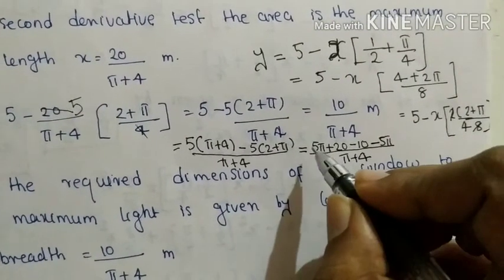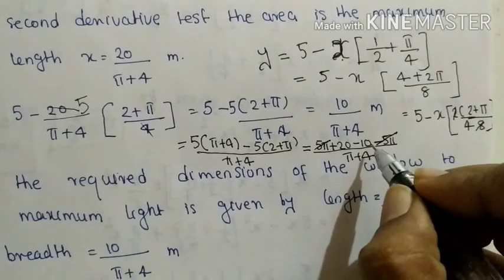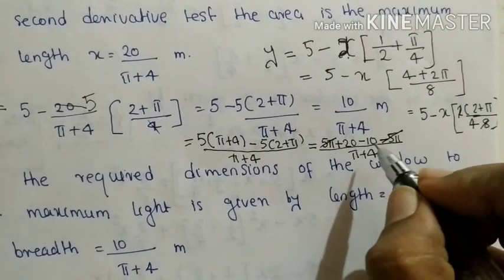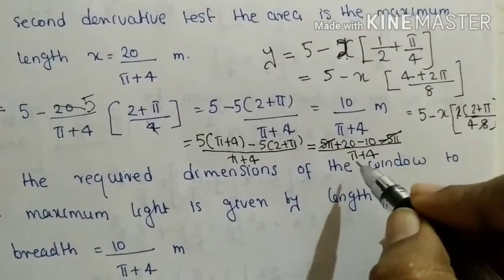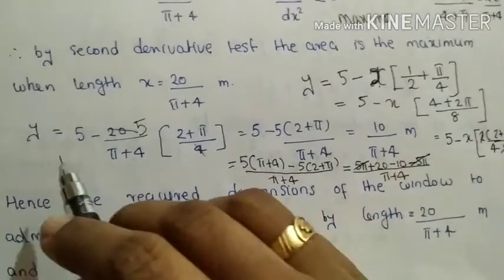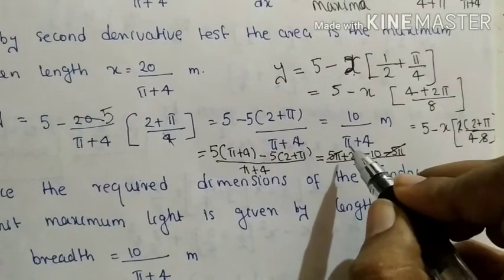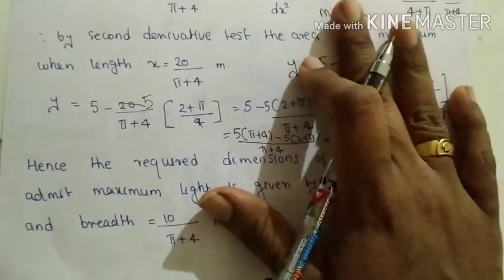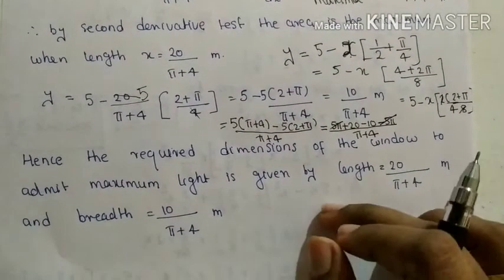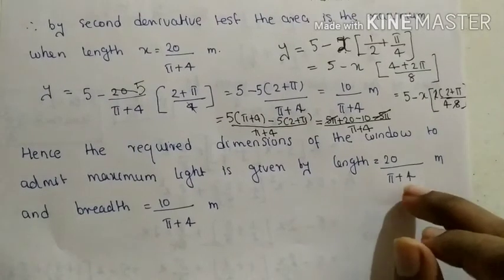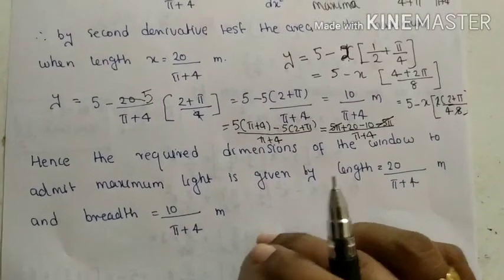Cancelling 5 pi and minus 5 pi, 20 minus 10 gives 10 in the numerator, divided by the denominator pi plus 4. So we get our y, that is the breadth of the rectangular window, as 10 divided by pi plus 4 meter. So the required dimension of the window to admit maximum light is given by length equal to 20 by pi plus 4 meter and breadth equal to 10 divided by pi plus 4 meter. I hope you understood.